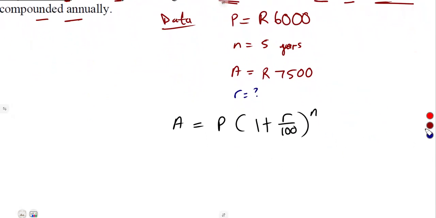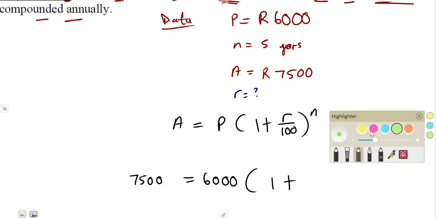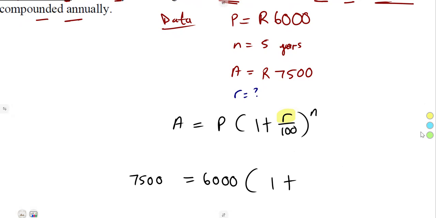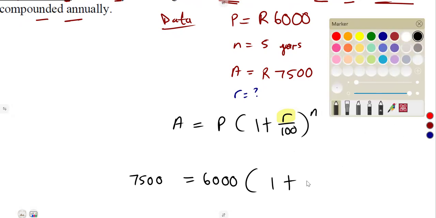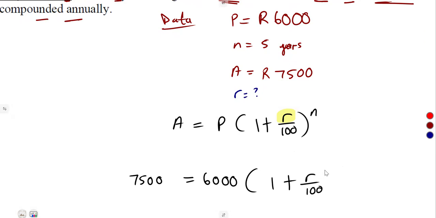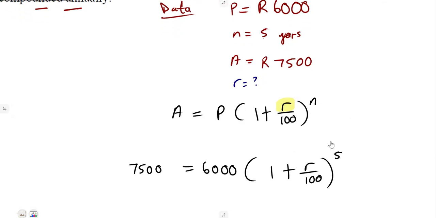So let us substitute. The accumulated amount is given as 7,500. And P, the principal, is 6,000 into 1 plus, we do not know the value of R. It is the one to be calculated. So we're just going to rewrite it as it is. So this is R over 100 to the exponent of n, where our n is 5. So this is what we have.